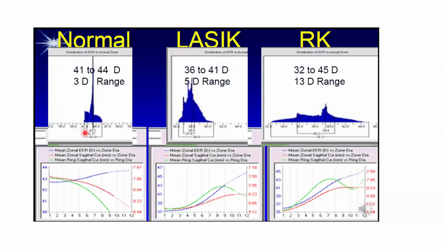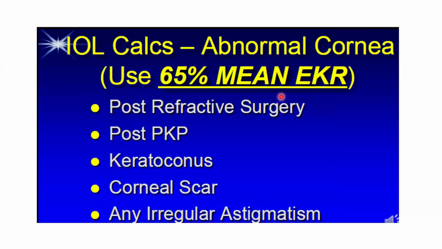So in patients who are normal, around a 3 diopter range of values is seen. After LASIK, we see on the histogram around a 5 diopter range, and after RK, usually a 10 to 13 diopter range of values is seen. So in IOL power calculations of abnormal cornea, we should make it a point to use the EKR mean 65, especially in cases of post-refractive surgery, post-keratoplasty, keratoconus scar, and irregular astigmatism.